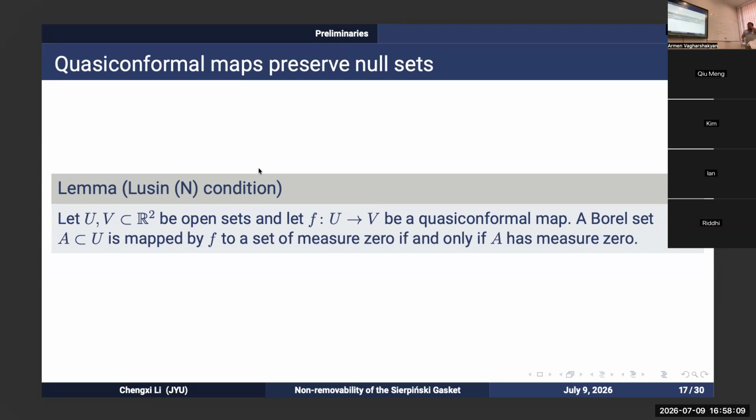Actually, the main property we need here is that quasi-conformal mappings preserve null sets. Sometimes we call this the Lusin N condition. It means that if f is a quasi-conformal mapping from U to V, and A is a measure 0 set, then under the quasi-conformal mapping it must still have measure 0.